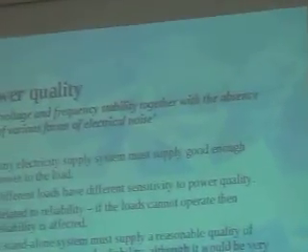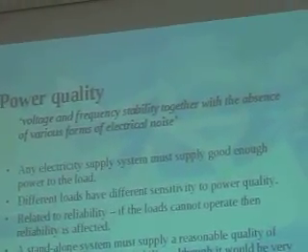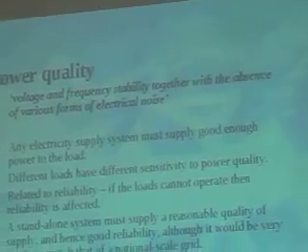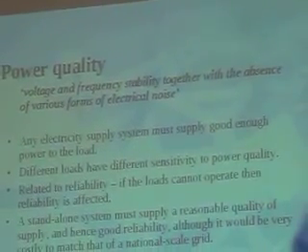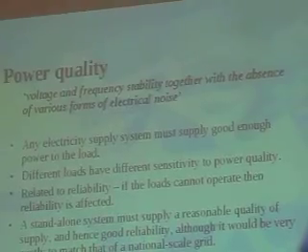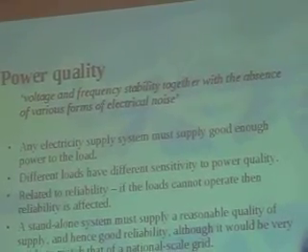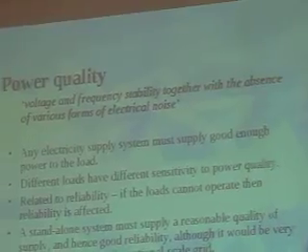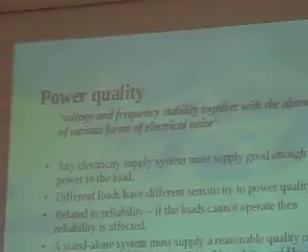When we're talking about an electrical supply system, we generally mention its power quality. It's classed as the voltage and frequency stability together with the absence of various forms of electrical noise. It's a relatively dry description. So basically, in the UK, the electricity suppliers have a requirement. I think it's a kind of law, maybe it's not. Anyway, they have to supply our electricity within a certain voltage range and within a certain frequency range.